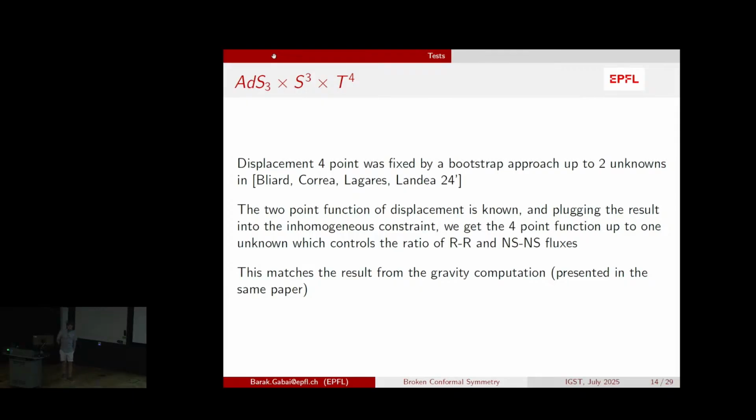Another example that maybe is familiar to the room is the 2D CFT that is dual to AdS3 times S3 times T4. So in this case, we have one parameter, which is the ratio between NS and RR flux. And we can study the defect that is dual to the stable string configuration in this background.